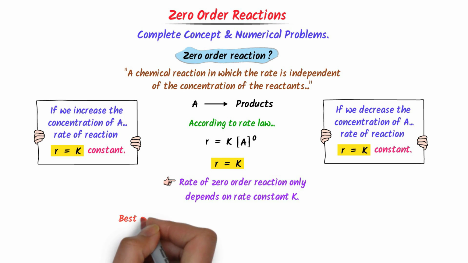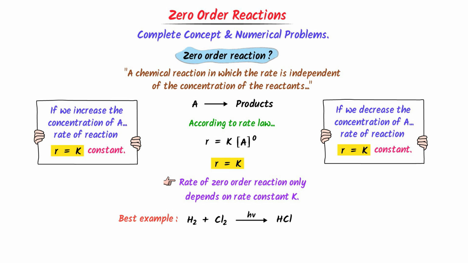In chemistry, the best example of zero order reaction is photochemical reaction. For example, in the presence of suitable photons, hydrogen gas and chlorine gas is converted to hydrochloric acid. Experimentally, the rate of this reaction is R is equal to K. It means that this is a zero order reaction. Even if we increase or decrease the concentration of hydrogen gas or chlorine gas, it doesn't affect the rate of reaction and it remains constant.